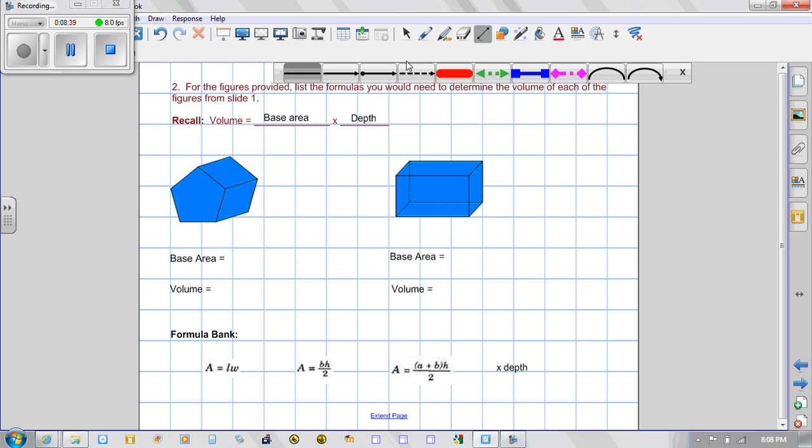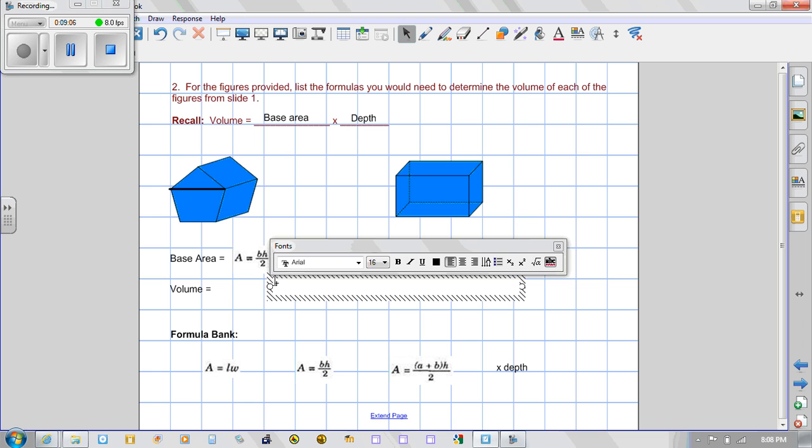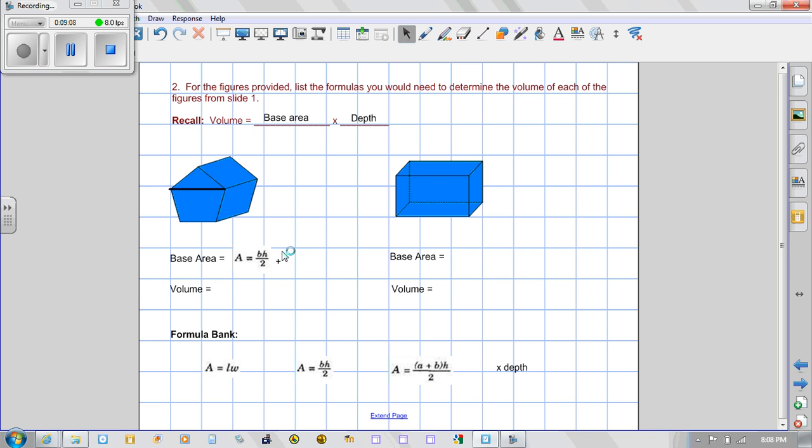Sometimes it's easier to break the shape into other types of shapes. In fact, we could break that base into a triangle, which we have here, and a trapezoid, which means that for the base area, we would have to calculate the area of a triangle, and to that, we would have to add the area of a trapezoid.